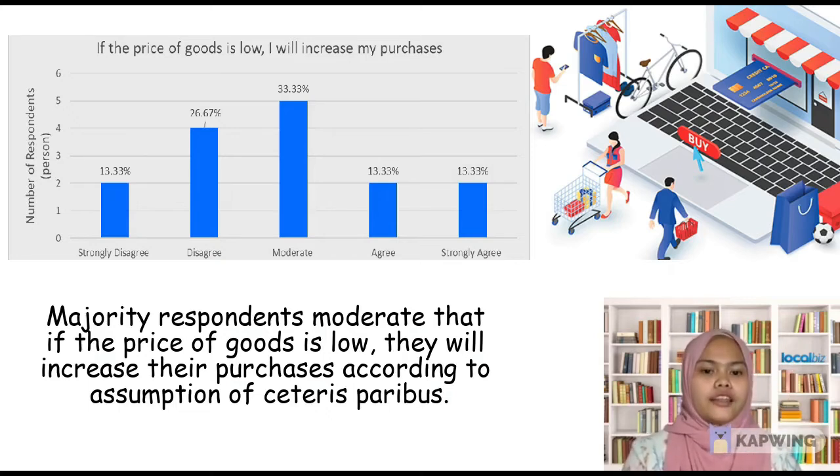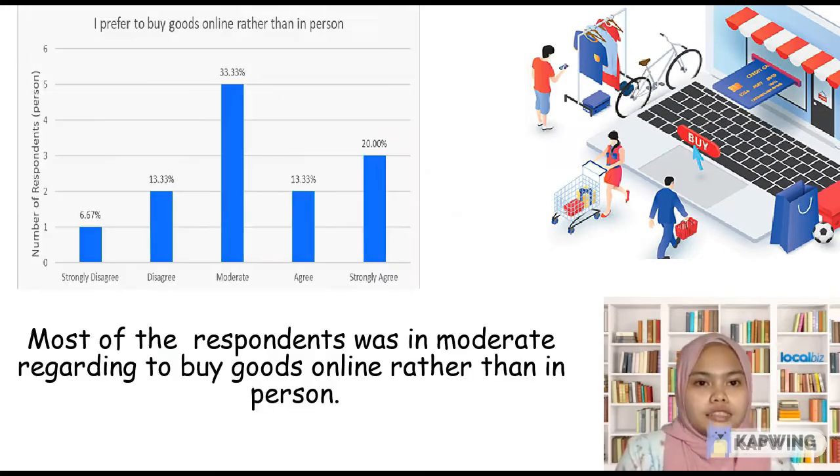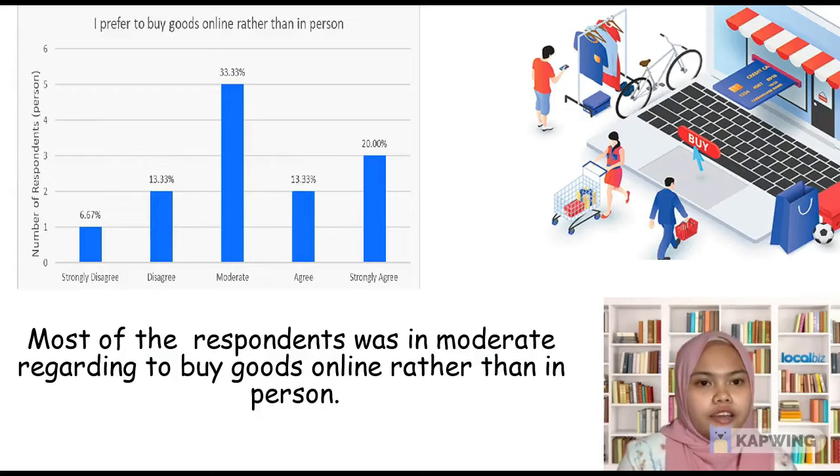Besides that, I found that the majority and the most respondents, which is 5 out of 15, have chosen moderate based on the statement. From this result, we consume that price will affect consumer behavior because the perception of cost is one of the most significant factors in consumer behavior. That's why consumers will increase their purchasing when the price of good is low and decrease their purchasing when the price of good is high.